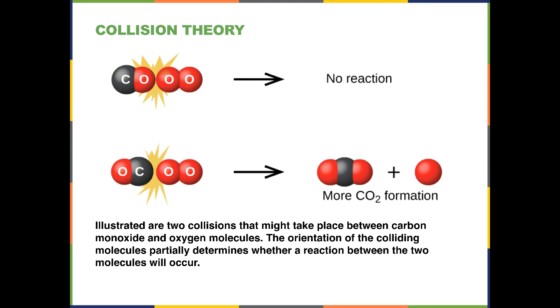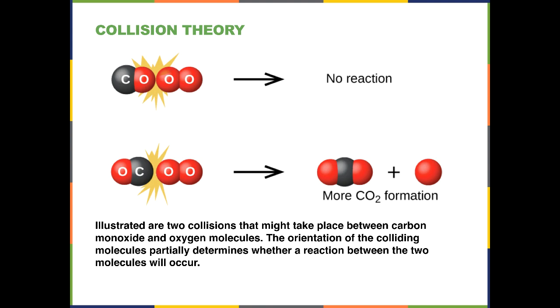Here we have illustrated two different ways in which two molecules can collide with each other. In the top you have the carbon monoxide molecule where the oxygens collide with each other. Now, since there's no open bond on that oxygen, there's no reaction. The bottom shows a collision where the carbon collides, and because there is a possibility of bonding with the carbon, it is possible for that oxygen to become detached and attached to the carbon and leave a single oxygen to bind with another carbon monoxide molecule.